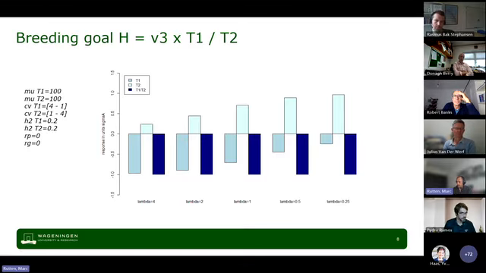Due to the fact that the difference in the response between the first and the second traits remains the same from the left to the right, you see that the response in the ratio trait, so the dark blue columns, is constant from the left to the right.